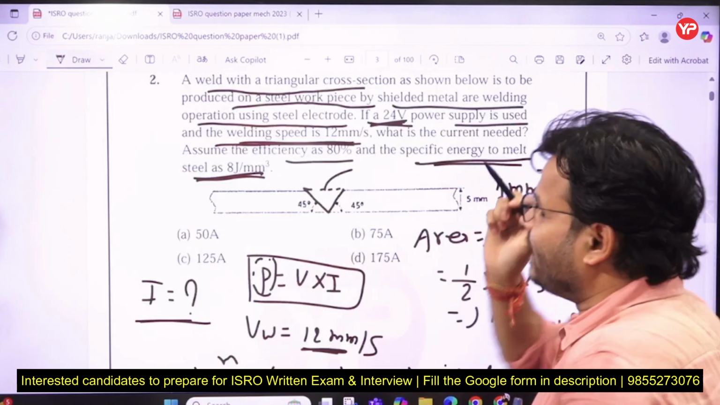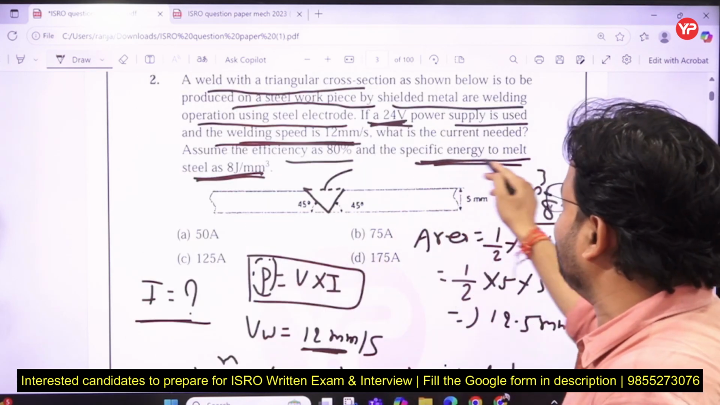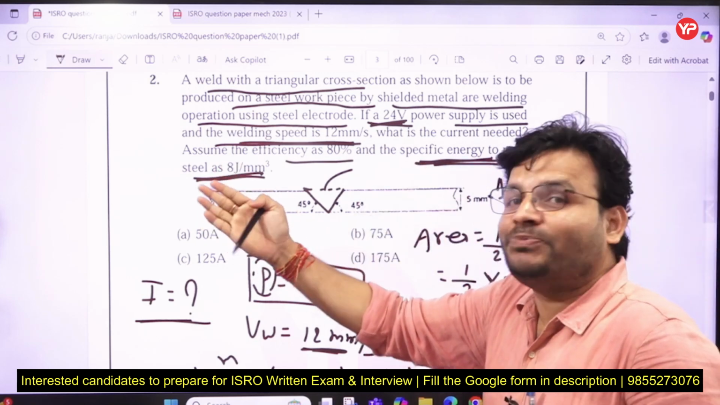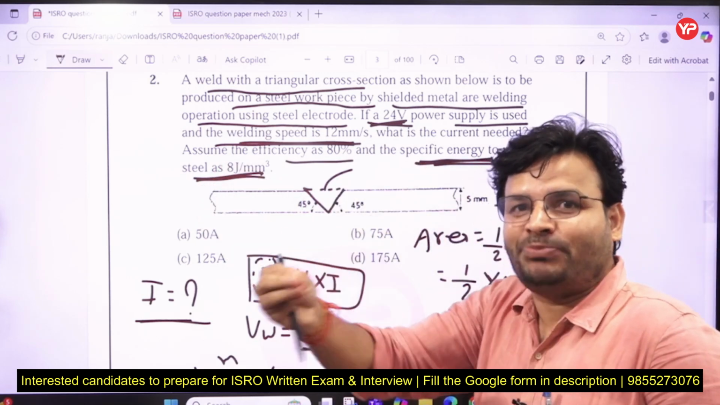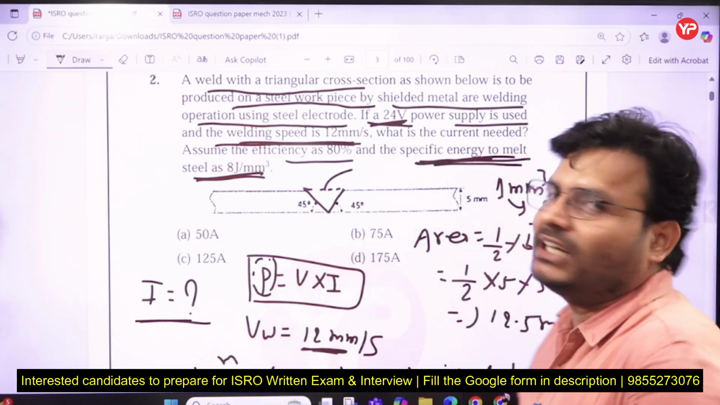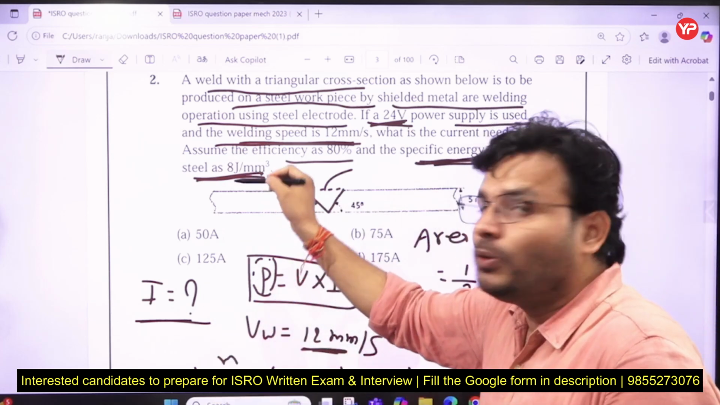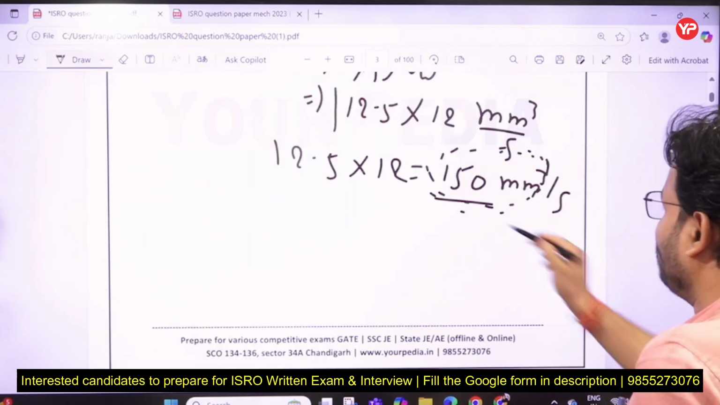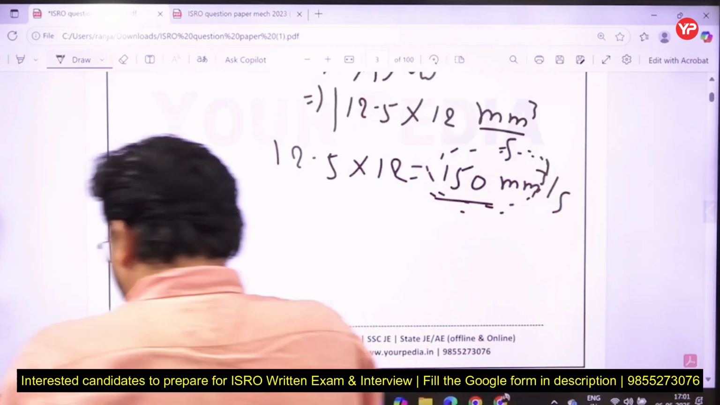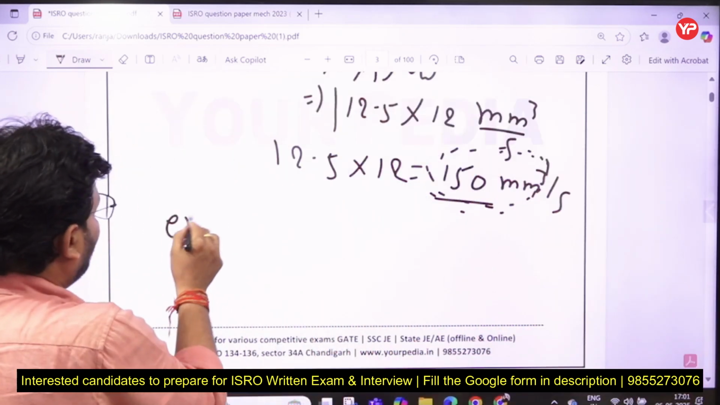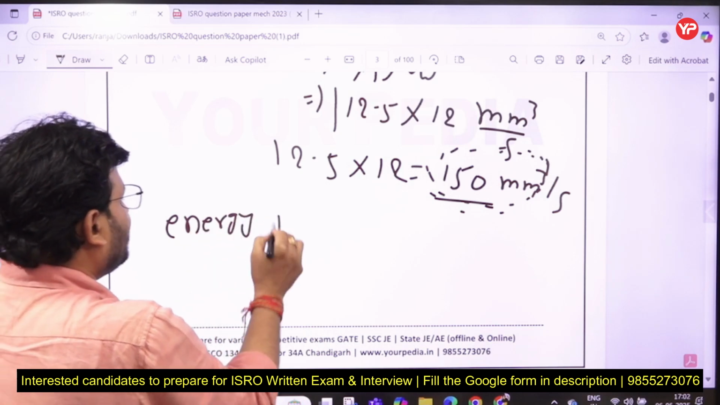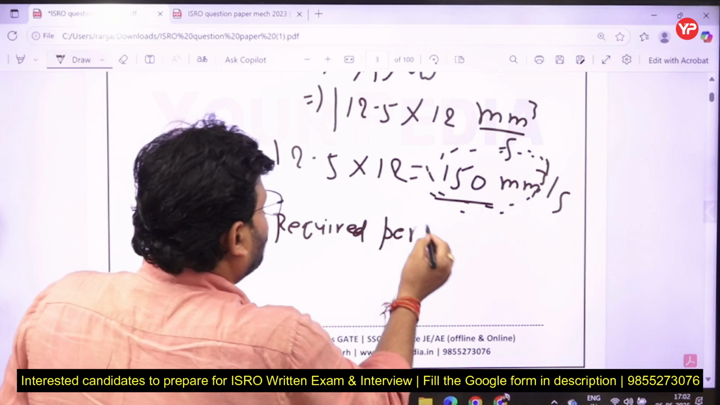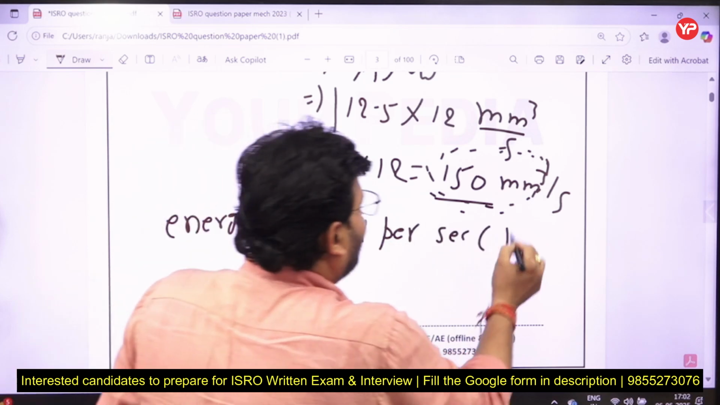Some students may think, sir, I don't know what the specific energy is. In the option we can say the energy required to melt per unit volume. Energy required to melt per unit volume is known as specific energy. So this is given as 8 joule per mm cube. And in 1 second how much is going to be melted out? So we can say 150. So I can ask for energy required per second. This is also known as what, my dear friends? This is also known as power.